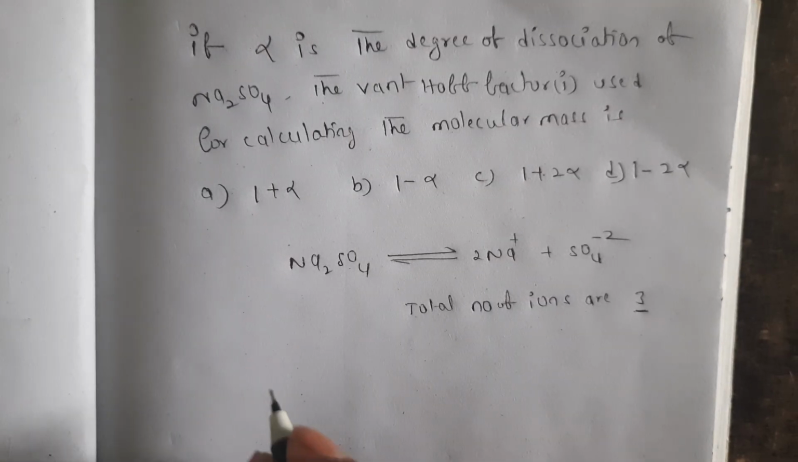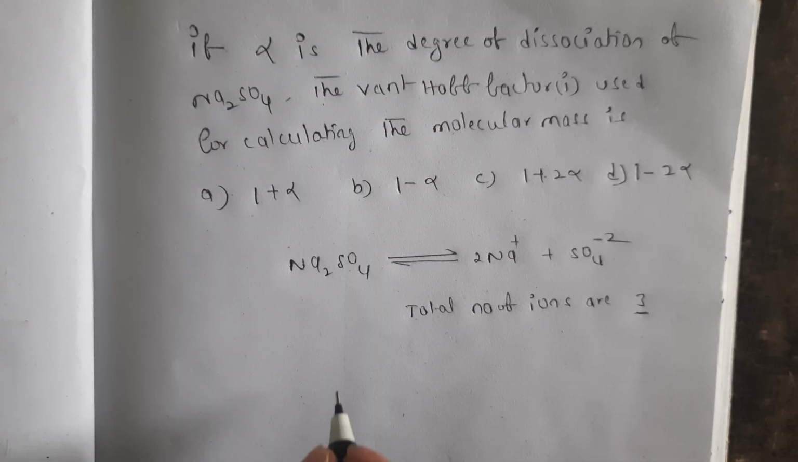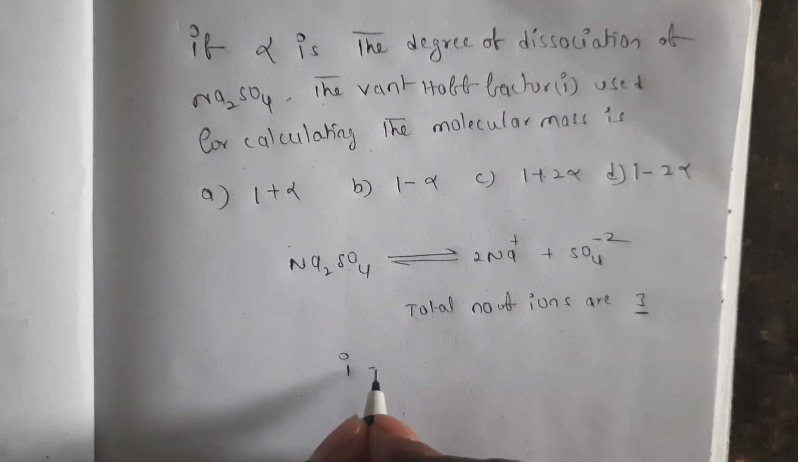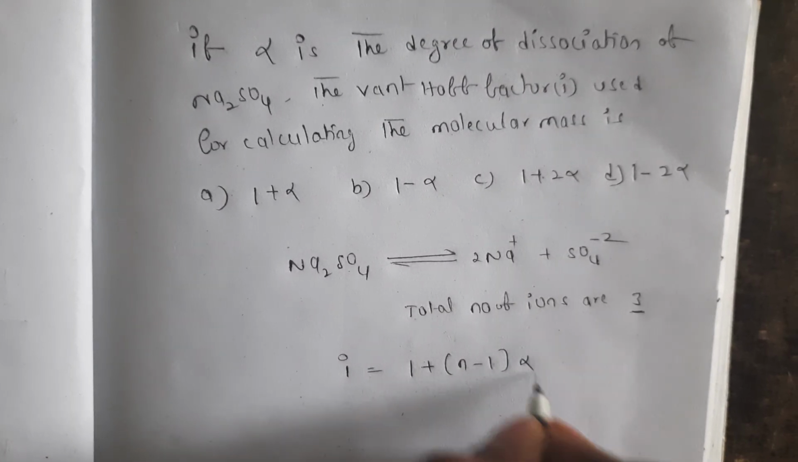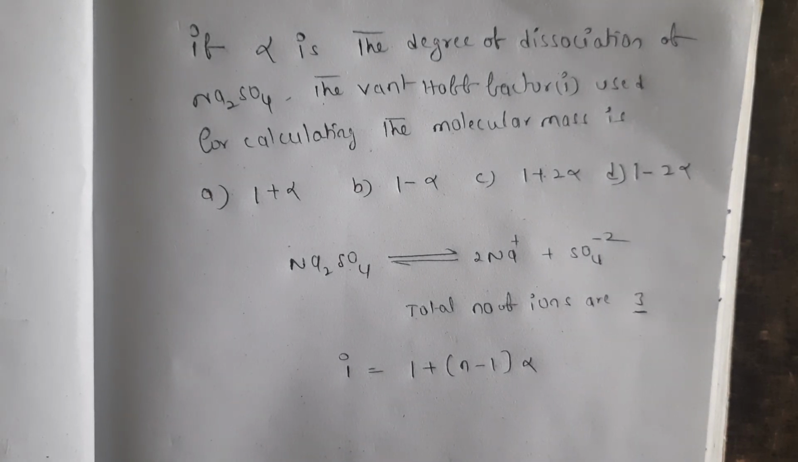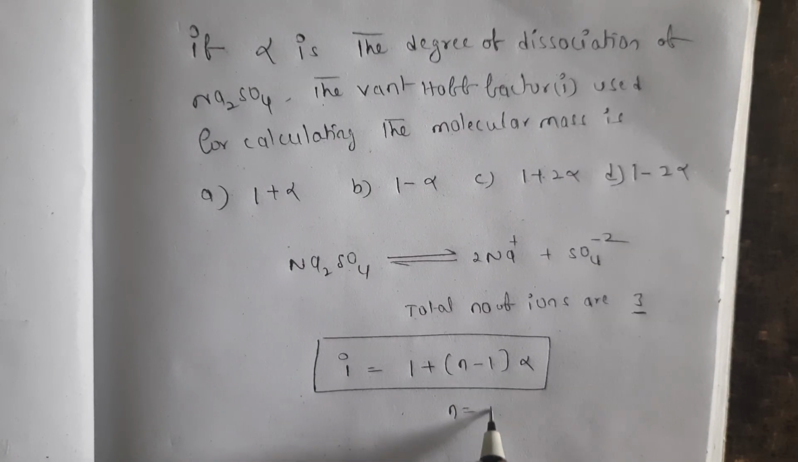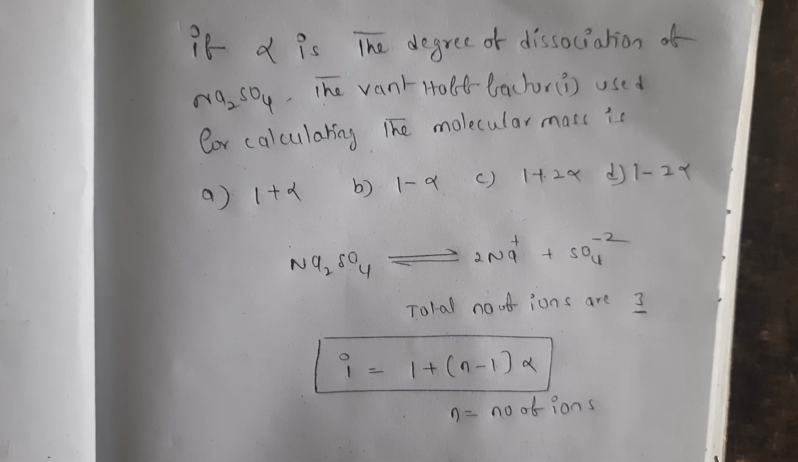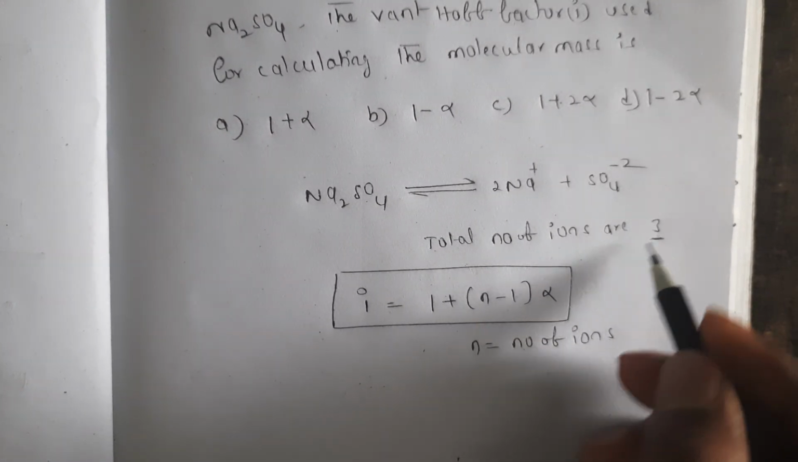What is the factor? The van't Hoff factor. Okay, so it is a dissociation. For dissociation, the van't Hoff factor is what? i equals 1 plus (n minus 1) into alpha. Okay, so this is the formula. So here n equals the number of ions present after dissociation. Okay, so here you just substitute the value.